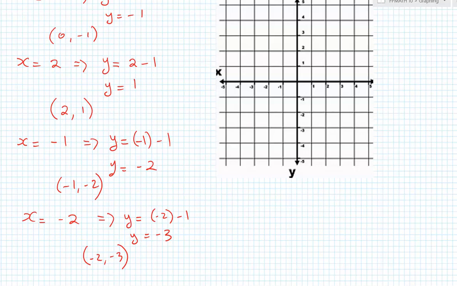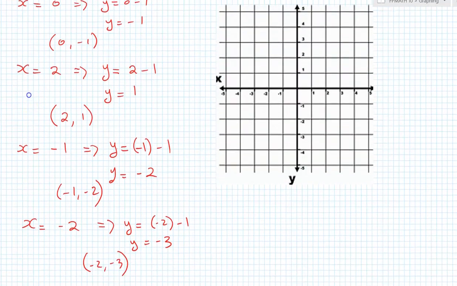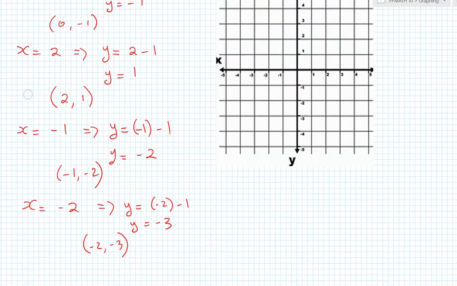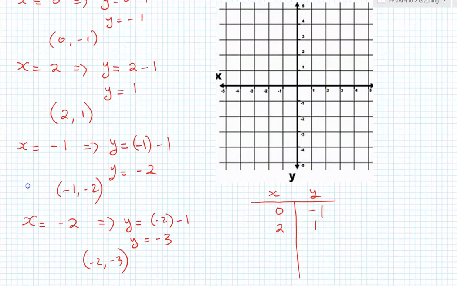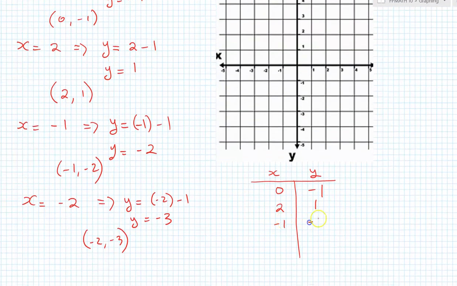Actually, before we plot, let's do the table of values. Let's put it in a nice table of values. We call it x and y like that, and then we just go through it: 0, negative 1; 2, positive 1; negative 1, negative 2; negative 2, negative 3. So that's called the table of values.